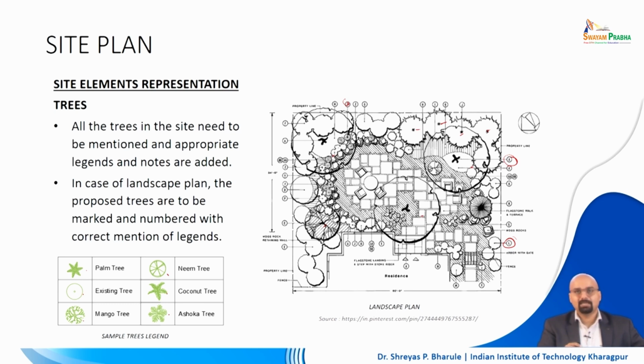In case of a landscape plan, the proposed trees are to be marked and numbered, right. So the trees which will be in addition to the existing trees are to be marked, numbered and lettered accordingly, right, for which you will use a legend. So all these different types of sample tree legend which you have as an example here, all the different types of trees are to be used. This kind of a block will be put down on the site.